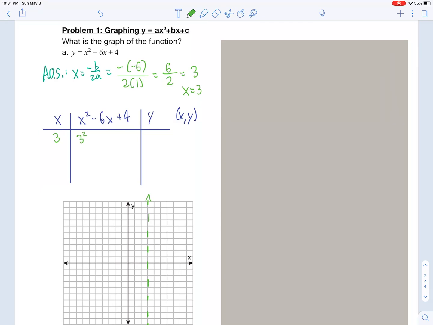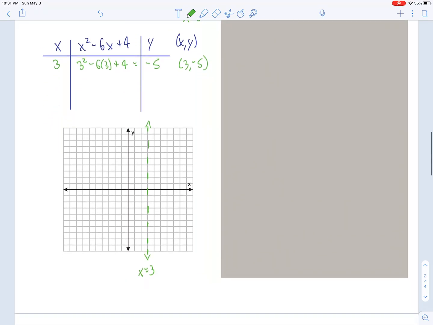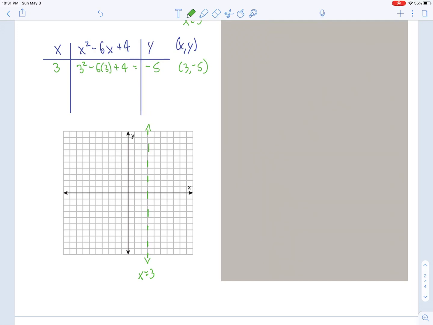So if I plug that in as 3 squared minus 6 times 3 plus 4. Again, you could use your calculator for this. You could multiply it out. But I think if I get 9 minus 18 is -9, plus 4 more is -5. And that tells me that by plugging in 3 and getting -5 back as a result, the point on my graph would go at 3, -5. And again, since that was on the axis of symmetry, 3, -5 would be 1, 2, 3, 4, 5, if I can count. Looks like down here.